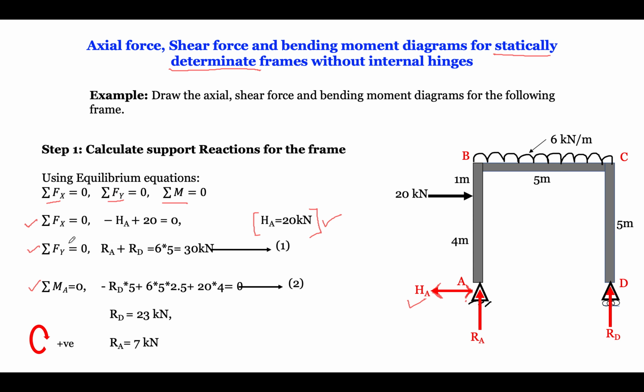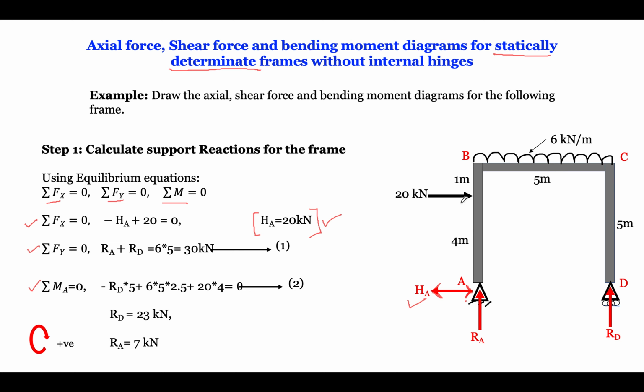Okay, so we are done with the summation of forces in x direction. Now coming to the summation of forces in y direction. Let us see what are the forces in y direction. For this frame there are two reactions acting at the support, that is RA plus RD, and there is a UDL, a uniformly distributed load acting here, that is 6 kilonewton per meter. So when we write summation of forces in y direction, we can write RA plus RD is equal to 6 into 5.